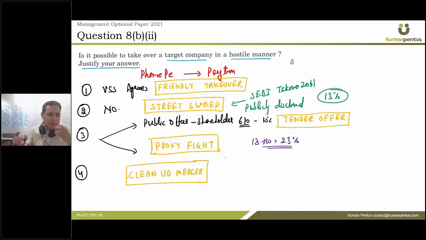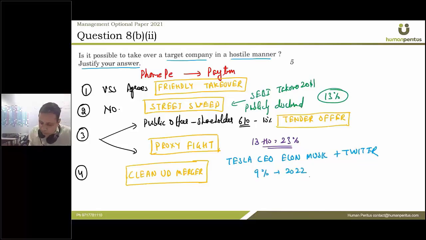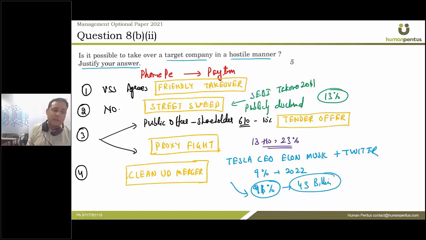So the best example is what Tesla CEO Mr. Elon Musk is doing with Twitter. So what he did, Mr. Elon Musk quietly bought 9% shares of Twitter in early 2022, and then gave a tender offer that I'll buy the remaining 91% shares for a price of 43 billion.